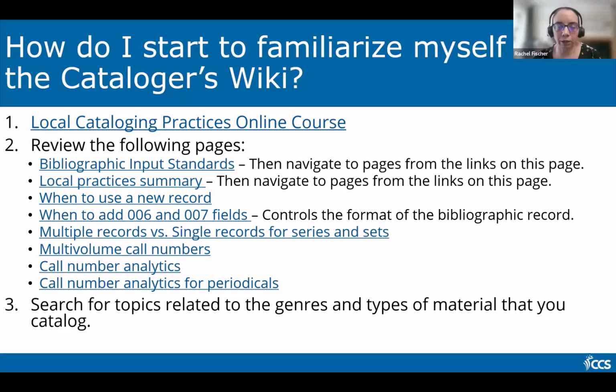First, I recommend reviewing our online course, the Local Cataloging Practices online course. It will acquaint you with how to use the wiki and some important practices. Next, I've included a list of some of the more important pages that you need to familiarize yourself with first. These include pages that provide overall summaries of local practices, information on the format for the fixed fields, call number, and cataloging series. One of the most important pages is when to use a new record.